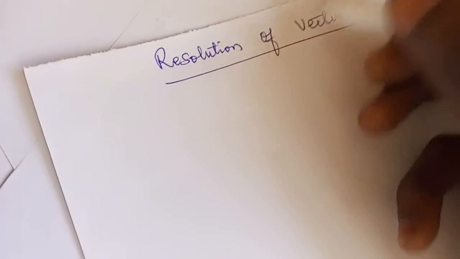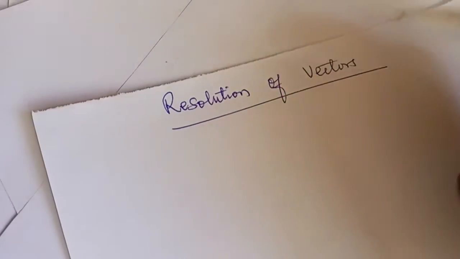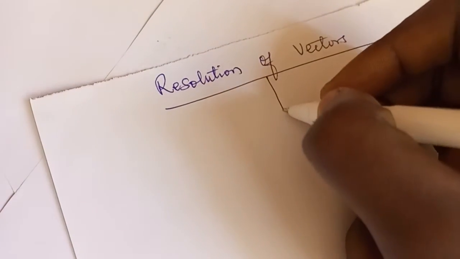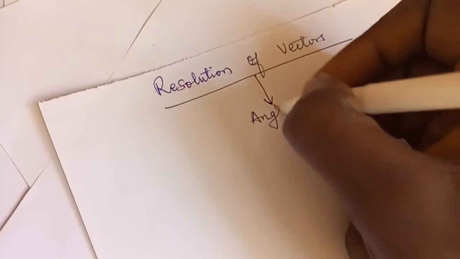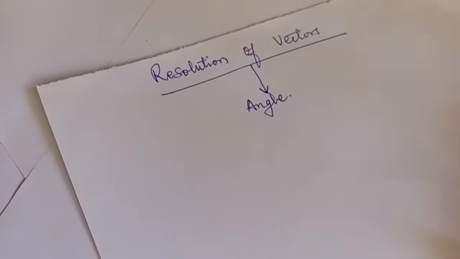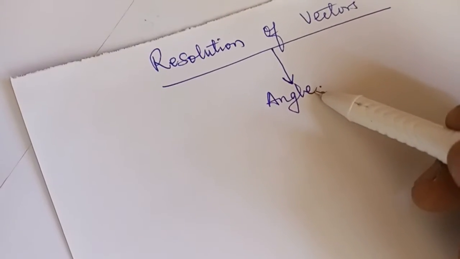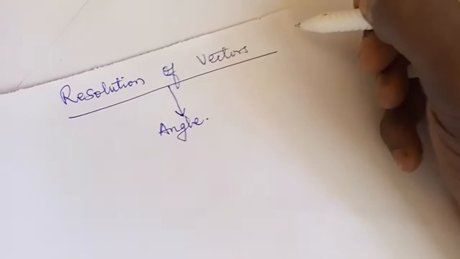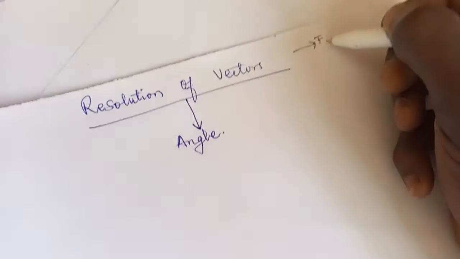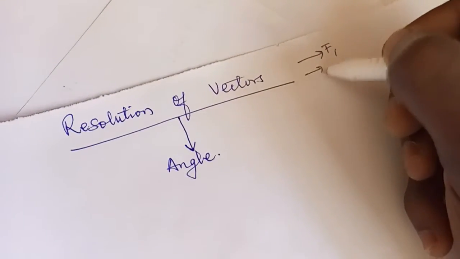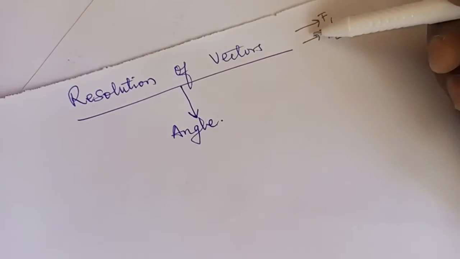Whenever you are given two or more vectors, let's start with two vectors, to find their resultant, the first thing you will do is to check for angle. If you are given two vectors, check whether those vectors make an angle with each other. Let me explain this. This is vector 1, let's call it F1, and this is vector 2, let's call it F2. You can see these two vectors do not make an angle with each other.